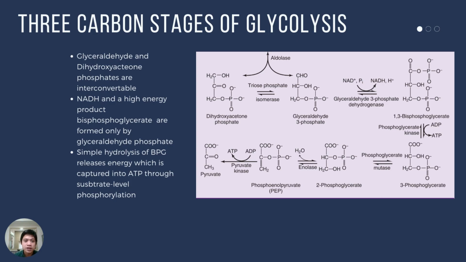The next step would be the simple hydrolysis of bisphosphoglycerate. So that 1,3-bisphosphoglycerate, the phosphate group there is hydrolyzed, and that releases massive amounts of energy. And so the body will not waste that released energy, and that energy is captured into adenosine triphosphate through substrate level phosphorylation. And that forms 3-phosphoglycerate and a molecule of ATP.